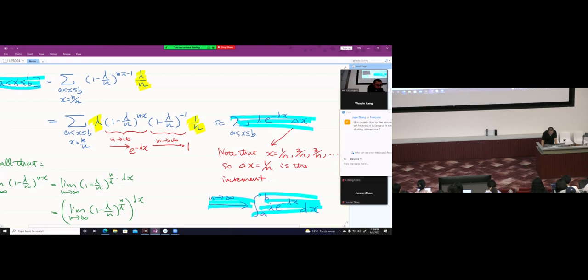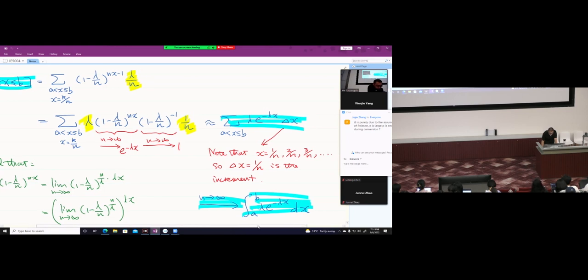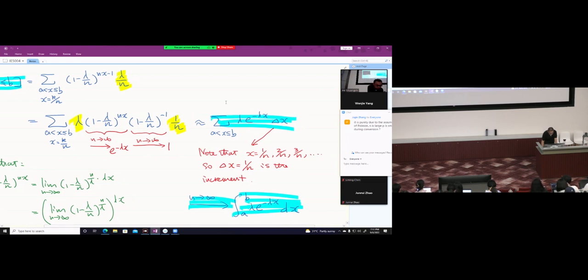Especially, I think it could be more convenient to write it into this form. So here, lambda is still here. We know that this middle term will converge to e to the power of minus lambda x, and this term will converge to 1, right? This 1 over n, we can simply write it as delta x. Why do we write it as delta x? This delta x stands for a little increment over each step, right?